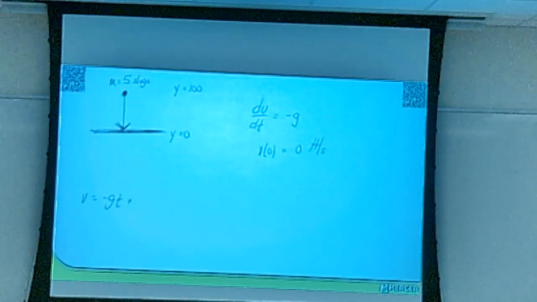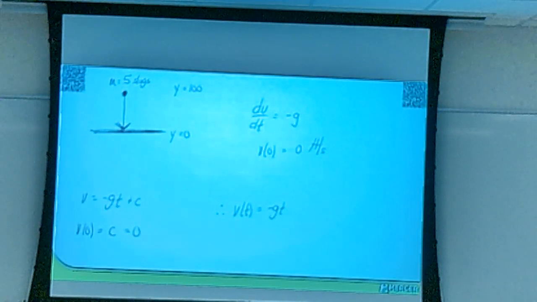Great. This is essentially a Calc 1 IVP. v is negative gt plus some constant. But we know that v of 0 would just be what? C. And that has to equal 0. There's v of t.